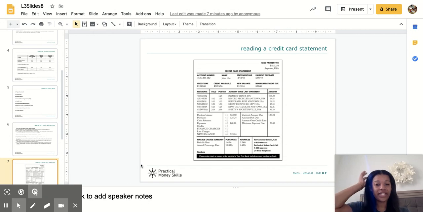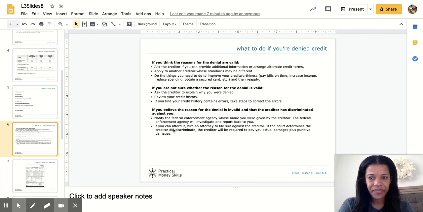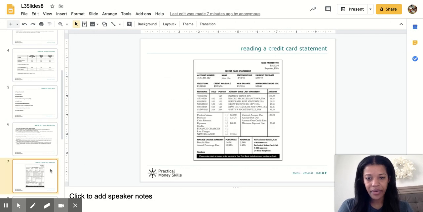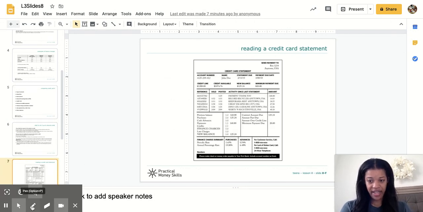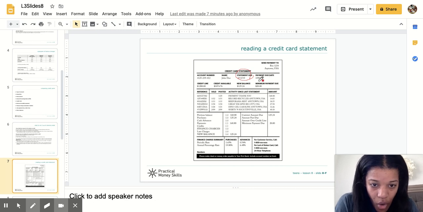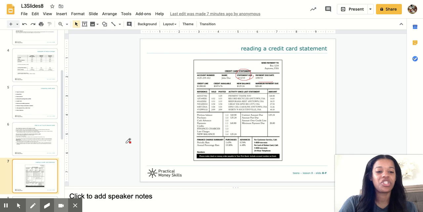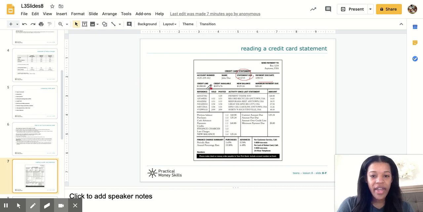So, how to read a statement. You would look at the name and the account number. The statement is due on 2/13. Payment is due on March 9th. When they say statement due, that's just when you're going to receive the statement. Credit line, $1,200. Credit available, $1,074.